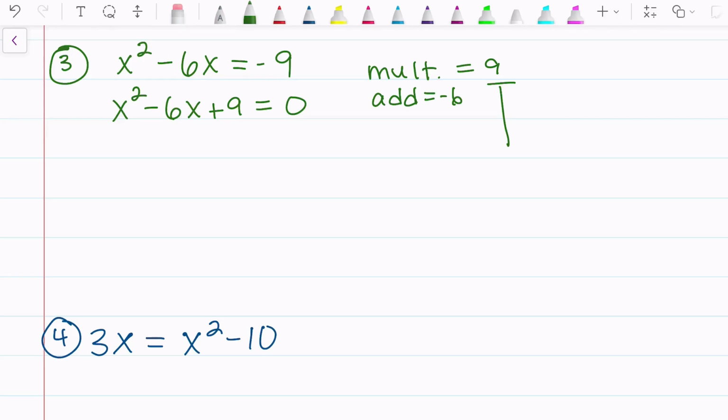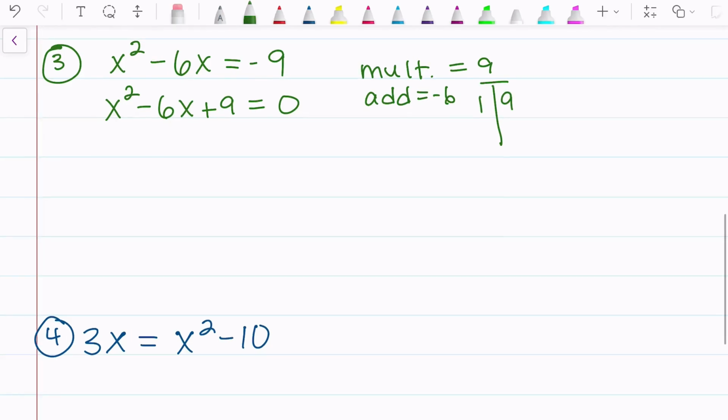I know that 9 could be 1 times 9 or 3 times 3. Those are the only options. I need a positive 9 and a negative 6. So if I make both 3's negative, they multiply to be positive 9 and they add to be negative 6. Those are my factors, x minus 3 and x minus 3 equals 0.